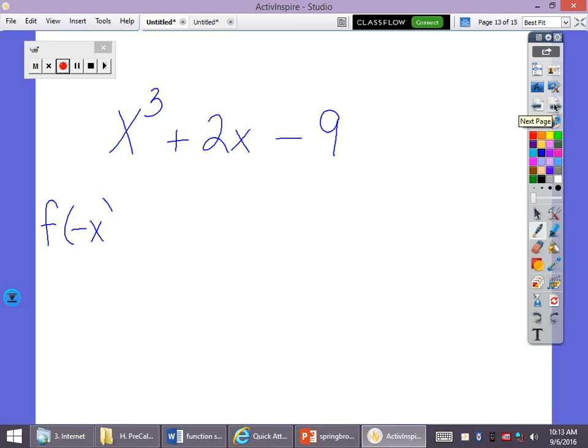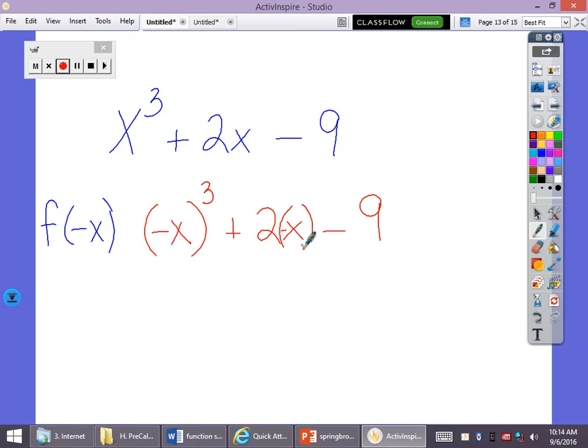So looking at this first problem, f of negative x means every x is going to be replaced by negative x. Excellent. So let's do this example. So we have a negative x, always use parentheses, please, to the third power plus 2x minus 9. What is negative x to the third power? Oh, sorry, this should also be a negative x. So it's going to be negative x to the third, minus 2x, yes? And then a minus 9.